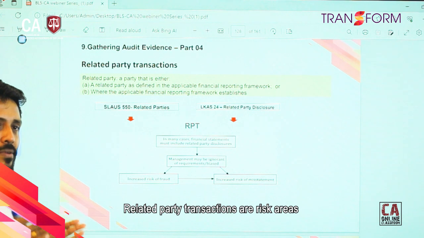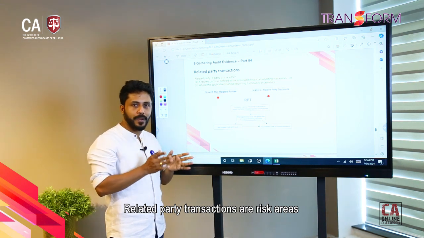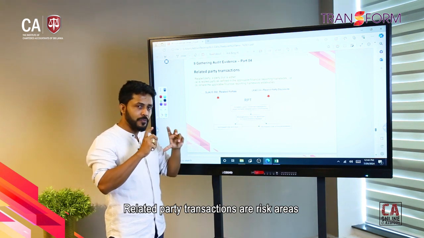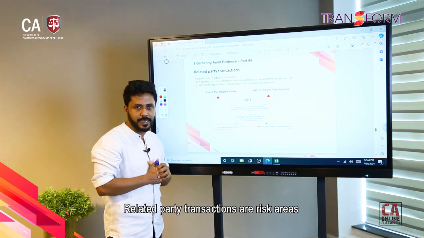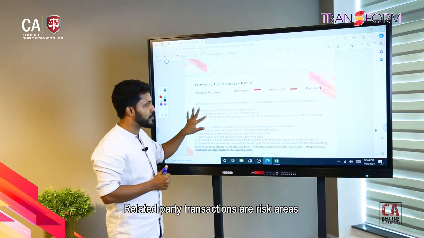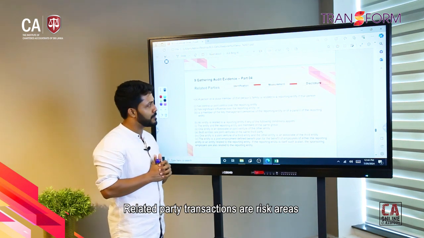Because once we are having transactions with related parties, the transaction price may be misleading. So then the transaction price may not be used, the fair value may not be used for the transaction. And then further, some of the related party transactions may not be disclosed to the other stakeholders, right?